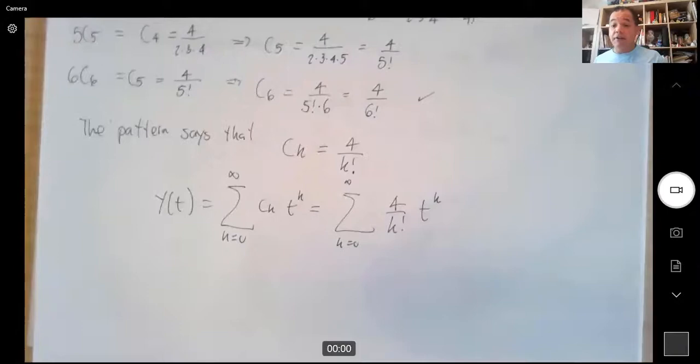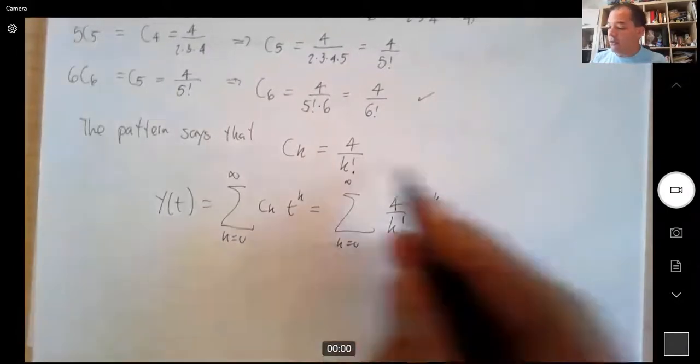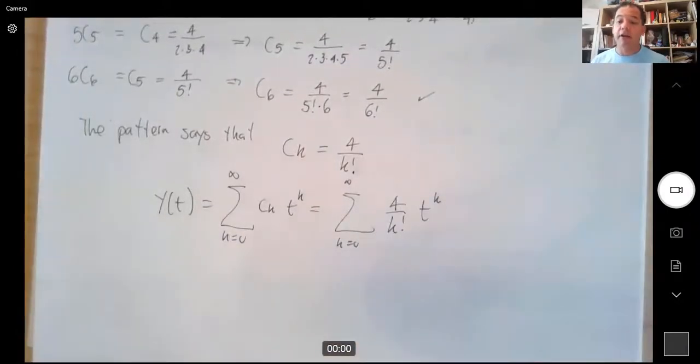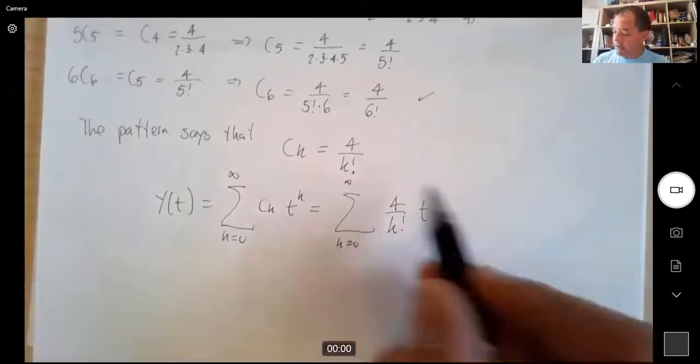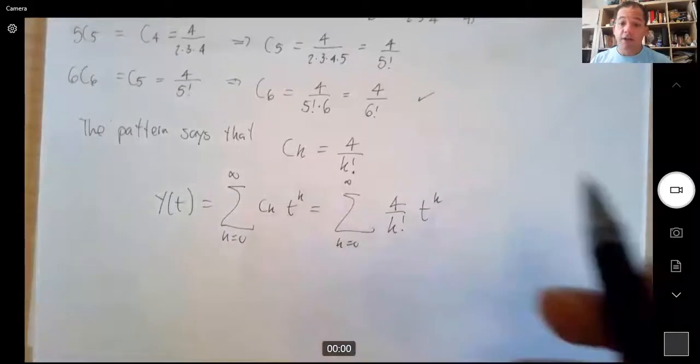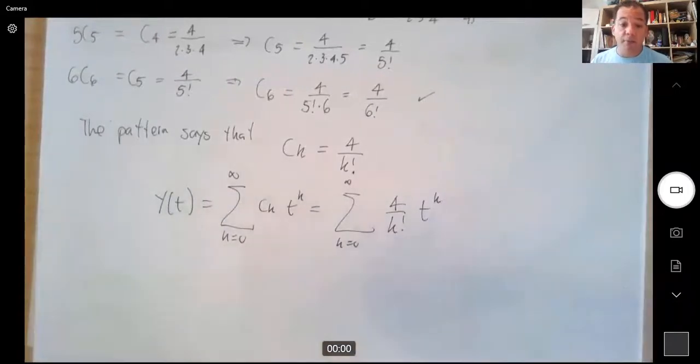And that's a perfectly reasonable answer. I mean, it's just not a way in which you usually present functions, right? You would like to say, oh, the answer is sine t, or the answer is t squared or t to the fourth? Well, this is a series, and as a series, it is the answer to our problem.